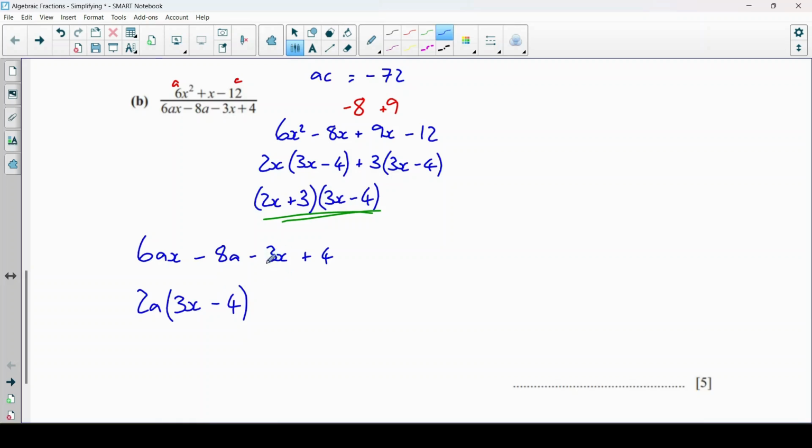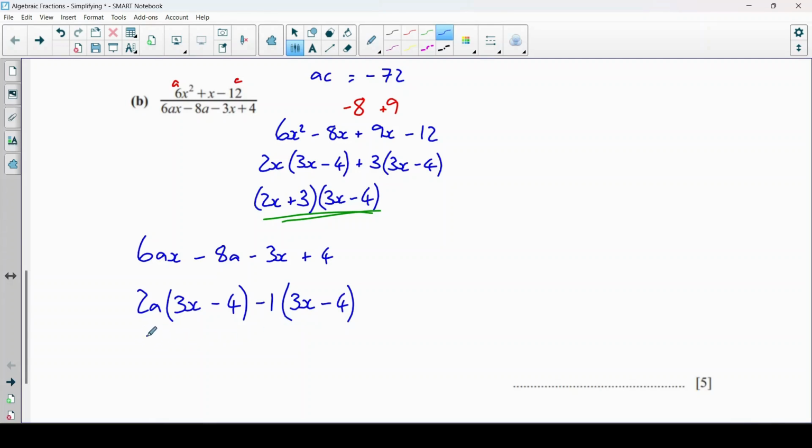And here, now this is a bit of a weird one. It looks like I can't take anything out of both of these. But for this to really work as any kind of quadratic, I'm going to cheat a little bit. And what I'm going to do is I'm going to take minus 1 out. And if I take minus 1 out, that gives me minus 1 times 3x is minus 3x. And to get plus 4 here, I need minus 4. Minus 1 times minus 4 gives me plus 4.